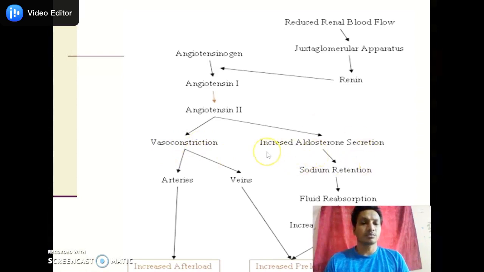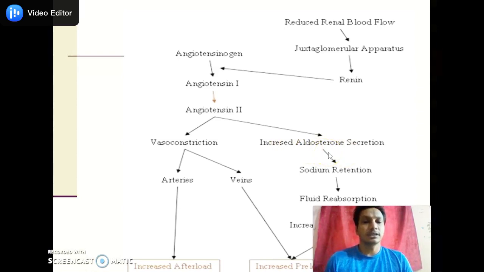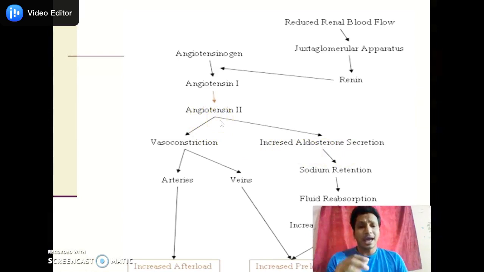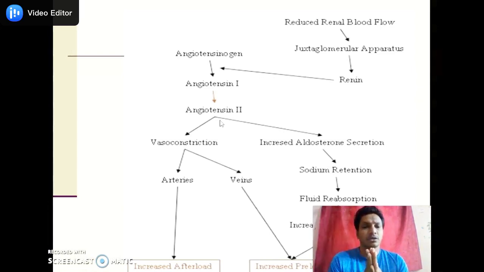Let us focus on another parameter here, the increased aldosterone secretion. Aldosterone is a hormone secreted by the adrenal cortex, and this increased secretion is done by angiotensin 2. So angiotensin 2 acts and activates the adrenal cortex to secrete aldosterone.